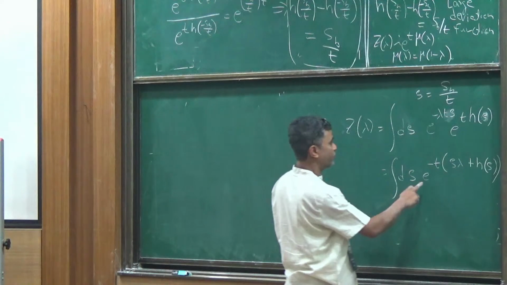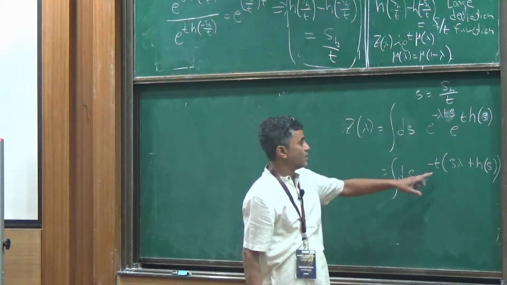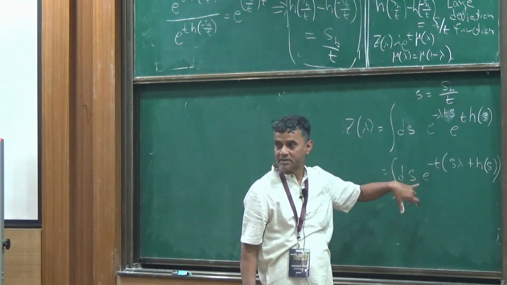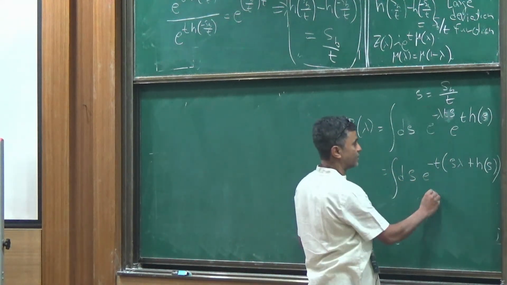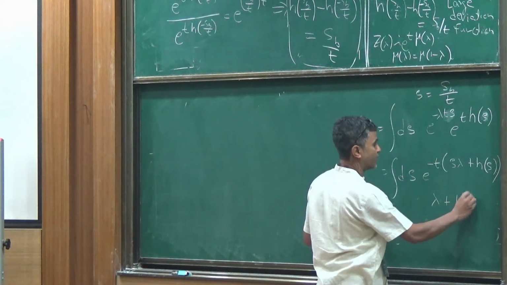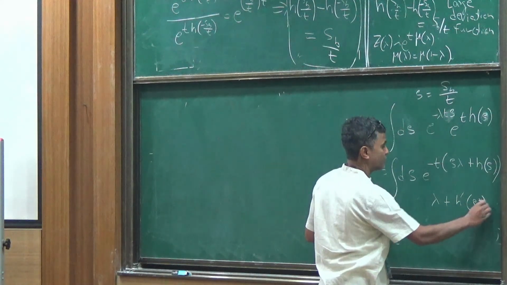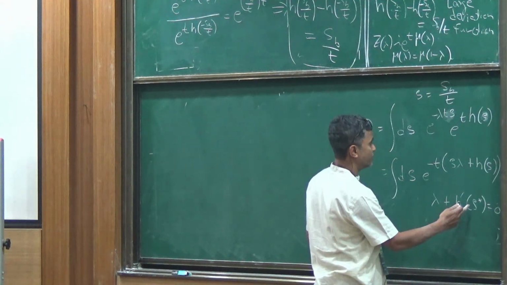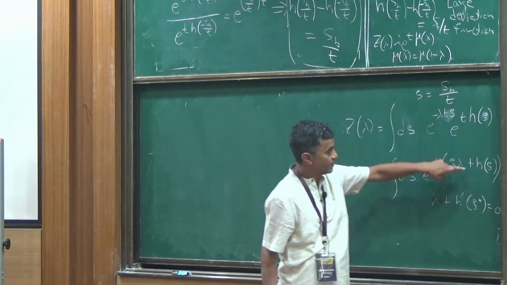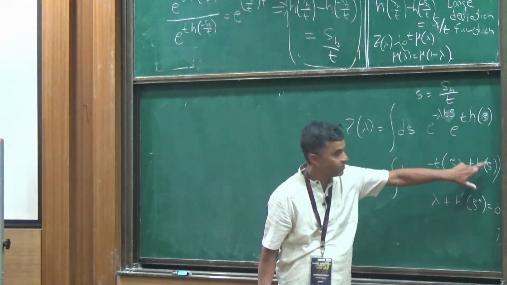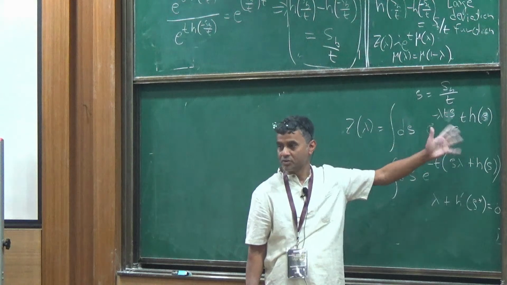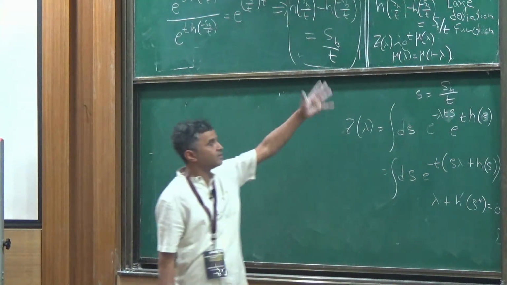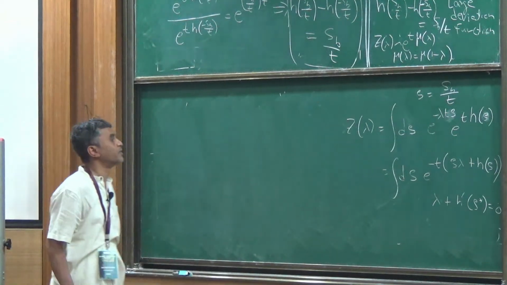Okay, and now if you want to do this integral, you can just do, let's say, saddle point, right? Large t. So if you do saddle point, you get lambda plus h prime s star equals 0. Then you solve for s star and put it here. If you do that, you will find that this will be just a function of lambda. There's no t now. It just follows from saddle point.